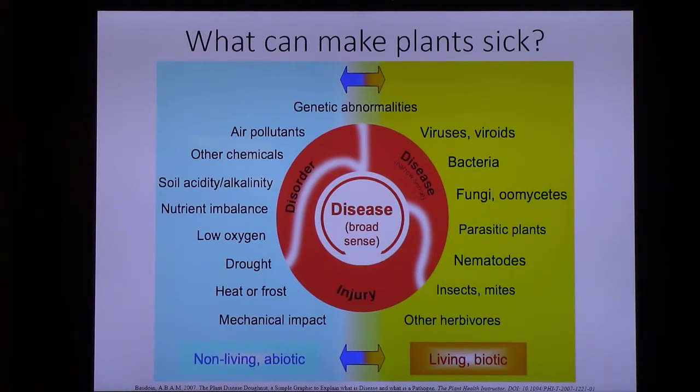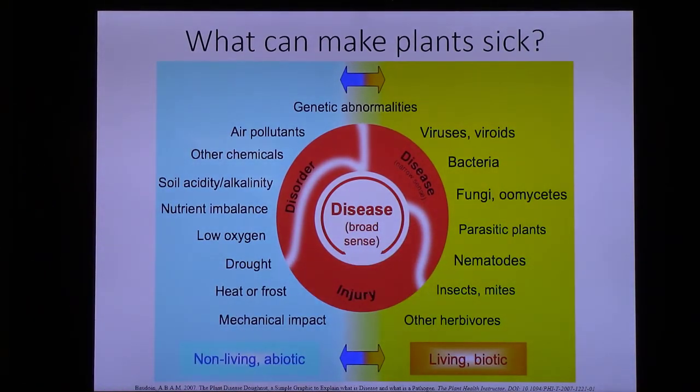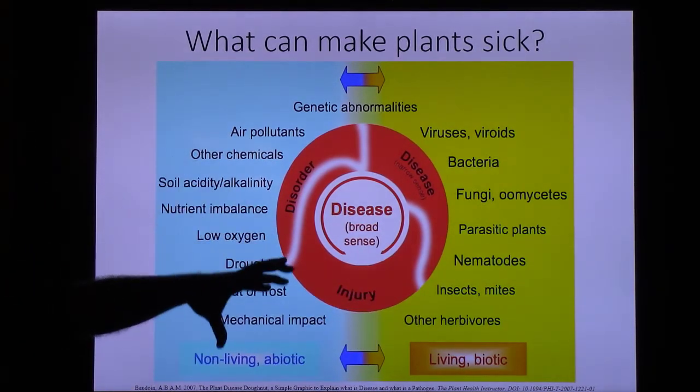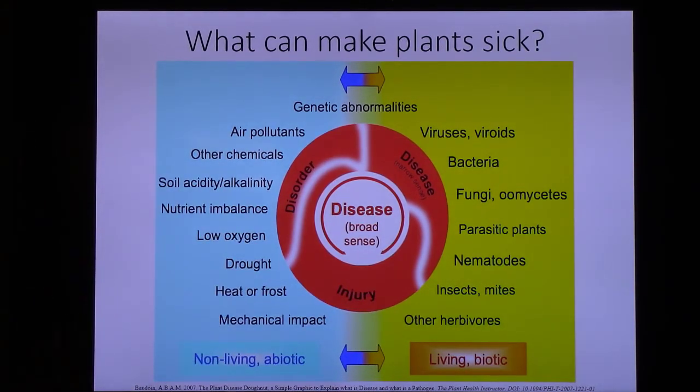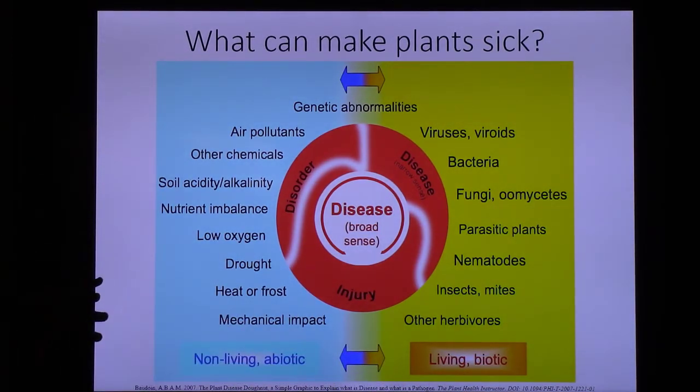So what can make a plant sick? We've talked about viruses a little bit, and bacteria, fungi. I haven't mentioned parasitic plants yet, something such as mistletoe, something like dodder. We'll talk about dodder here in a little bit. Nematodes, insects. Insects and mites can transmit diseases to plants. These insects and mites feed on our plants, and they can transmit bacteria or even viruses to plants. Other herbivores, other plant-eating animals, feed on our plants. These are all living or biotic means of disease transmission.